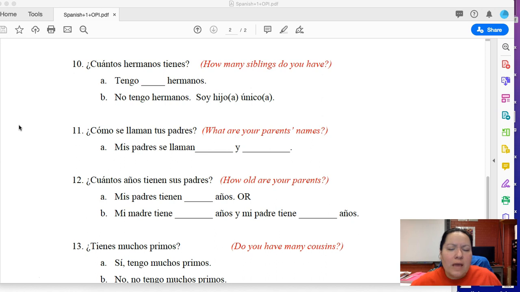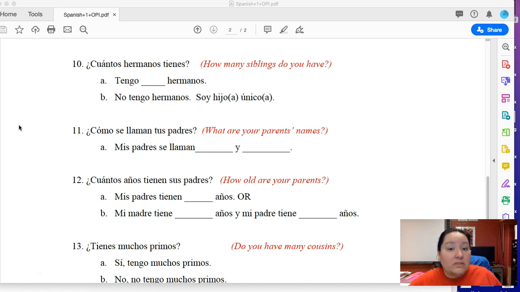Now, number 12. How old are your parents? ¿Cuántos años tienen sus padres? Or tus padres, either or. So then you're going to tell me how old your parents are. If they're the same age, mis padres tienen, and then the number, and you'll need to research that, go back and review those numbers, años. So, if my parents are both 59, mis padres tienen 59 años.